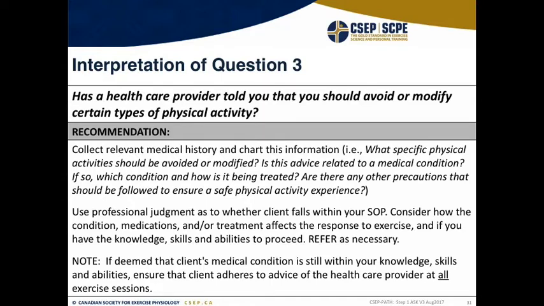So this is one where you need to think about what your scope of practice is. Also think about your own knowledge, skills, and abilities, regardless if you're a CSEP CPT or CEP, and make sure that you have documented the healthcare provider's advice, and if you are proceeding, you're following that advice at each and every exercise session, whether it is supervised or unsupervised or part of an exercise assessment. So you might want to consider, if you're providing an exercise program that is unsupervised, being very clear that the client should be following the advice from their healthcare provider, whether it be a physician or a physiotherapist.